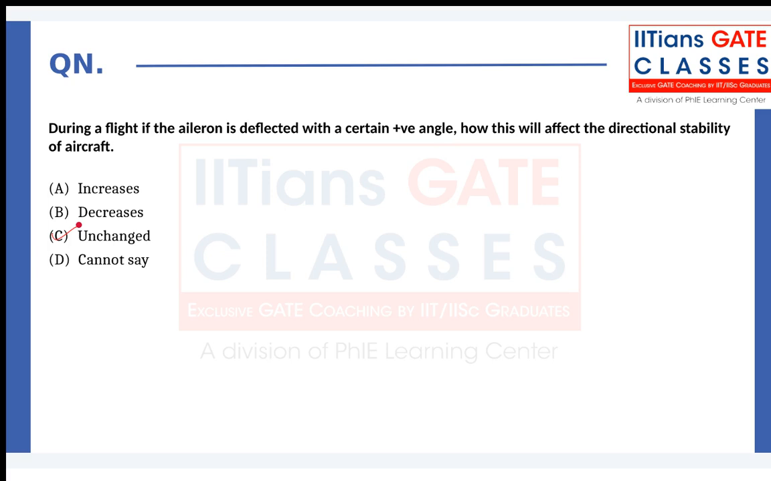Be very careful. These types of questions are very frequent. So deflection of control surfaces does not affect stability. The slope of the graph remains the same. I think in this case it was CL beta. The CL versus beta graph remains the same. All right. Let's go to the next question.